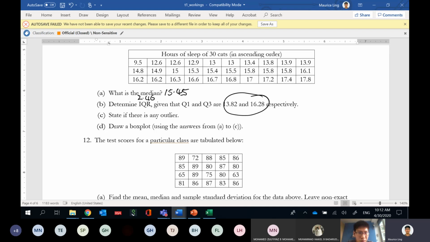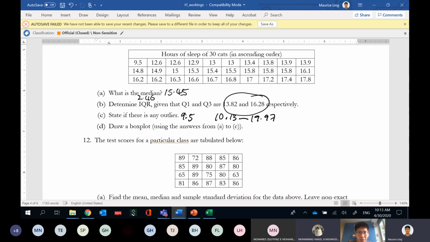Is there an outlier? Yeah, which one? 9.5. Right, 9.5 is the outlier, because the range is between 10.13 to 19.97.